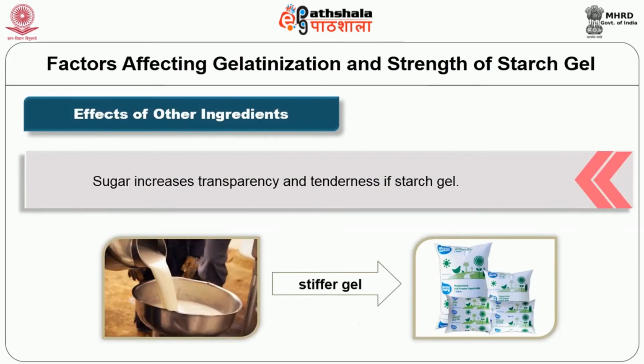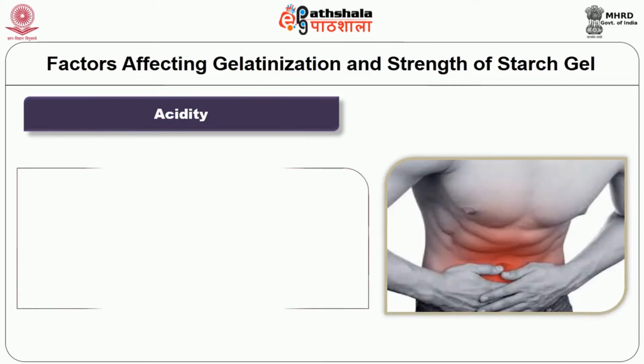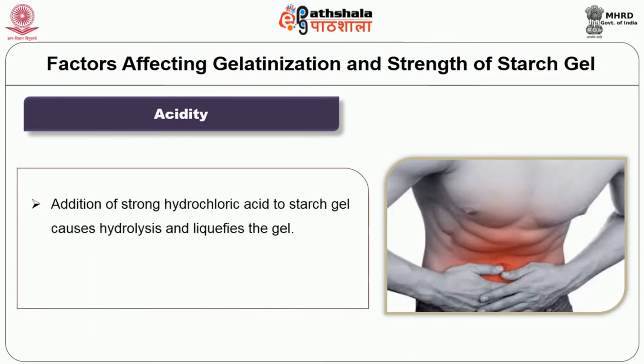Next are the effects of other ingredients on gelatinization. Sugar increases transparency and tenderness of starch gels. Raw milk gives a stiffer gel than pasteurized milk. Acidity. Addition of strong hydrochloric acid to starch gel causes hydrolysis and liquefies the gel.